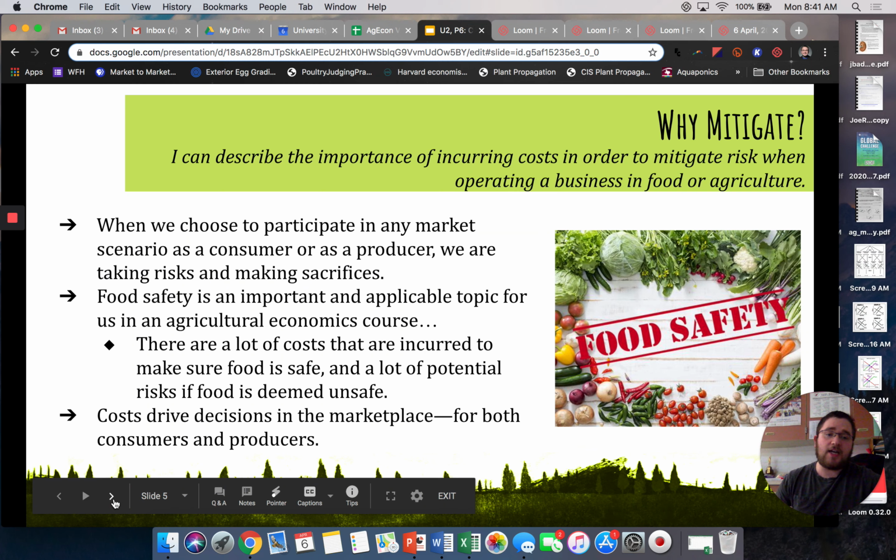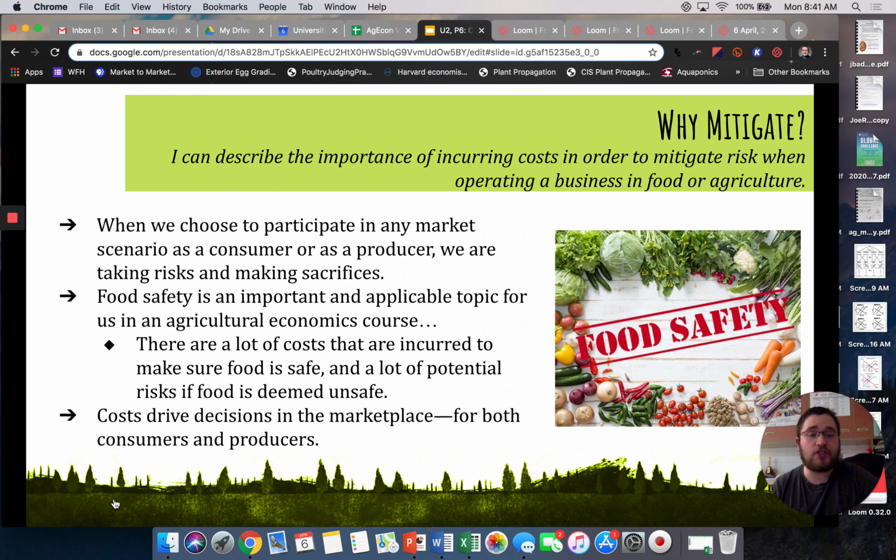So again, we talked about risk mitigation. We talked a lot about insurance and crop health and stuff like that the last lecture, but it's important, again, to reiterate, to mitigate and reduce our risks. And when we choose to participate in any market scenario as a consumer or as a producer, we are taking risks and making sacrifices, right? Goes back to trade-offs and opportunity cost at the beginning of the semester as well.